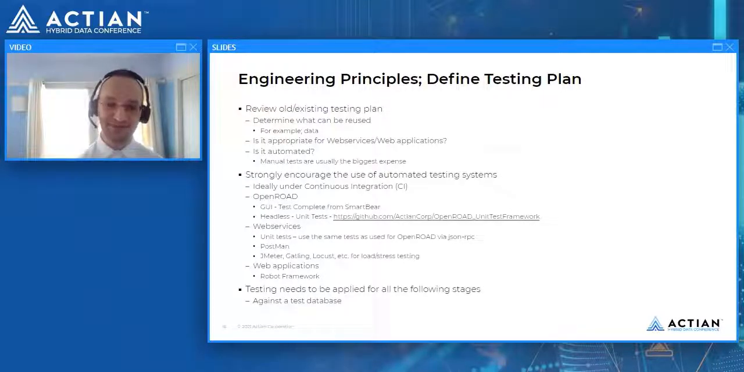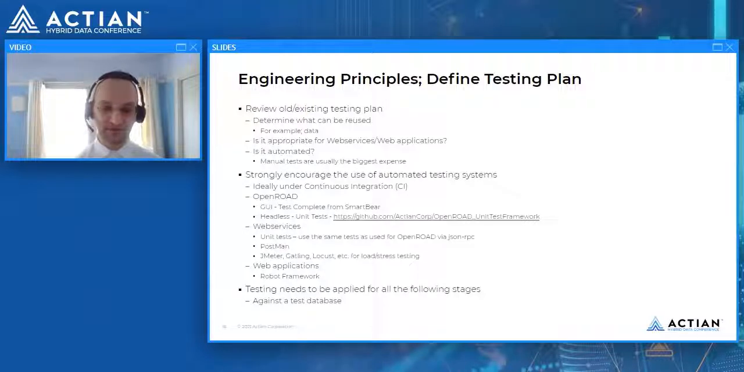There are different kinds of tests you might be looking at, and the obvious one is the GUI one. If you have an OpenROAD application, it's a desktop application, it's GUI, then GUI tests are probably the first thing you think of. And Test Complete from SmartBear is what we use internally at Actian. All our OpenROAD patches go through that test suite.